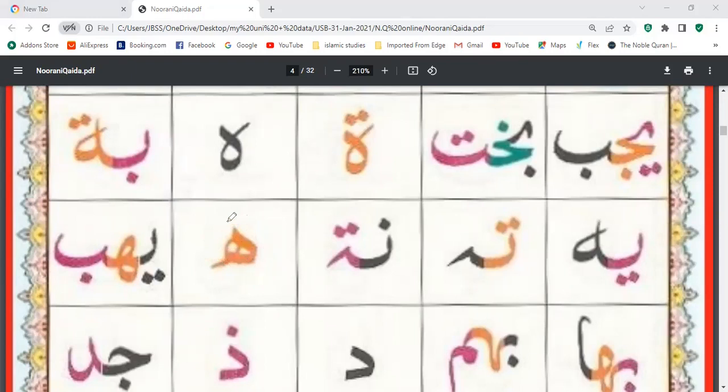So this is ha. This hero thing is ha. That's why it was made like that. And this is the other shape of the two-eyed ha.